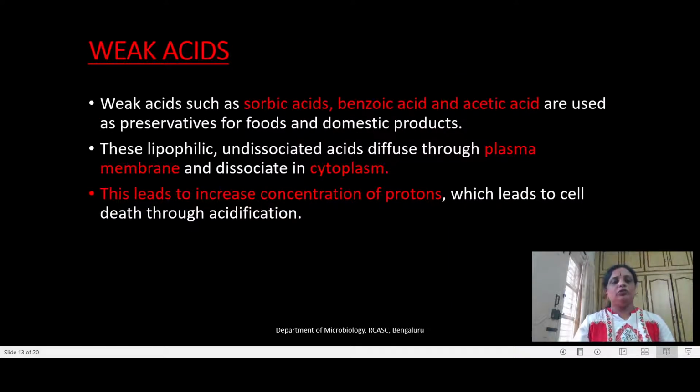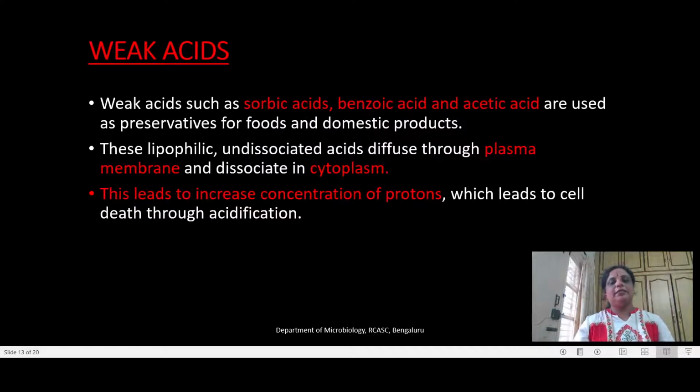Then we can also use weak acids like sorbic acid, benzoic acid, acetic acid. These are being used as preservatives for food as well as for domestic products. So here the main principle is an increase in the concentration of protons, which leads to cell death through acidification.